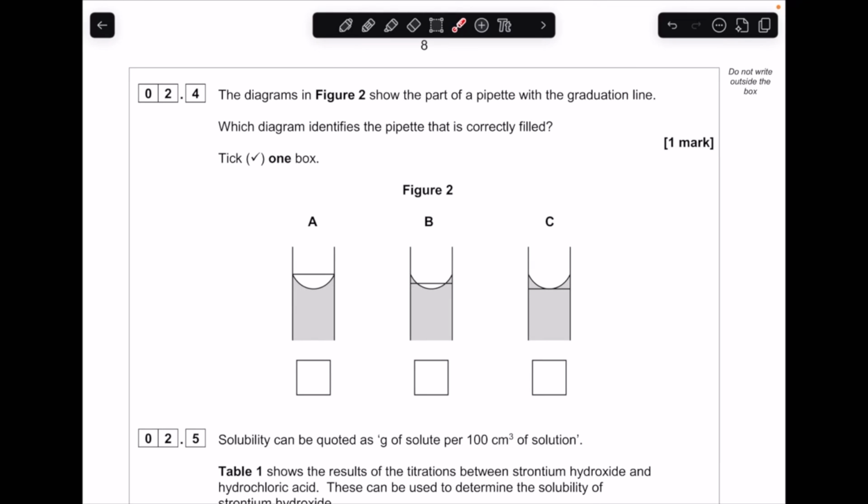Moving on to number 4, so which diagram identifies the pipette that is correctly filled? Obviously it's C, because the base of the meniscus is on the graduation line, so C.